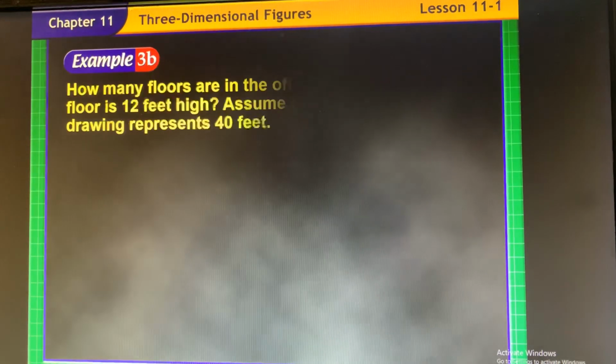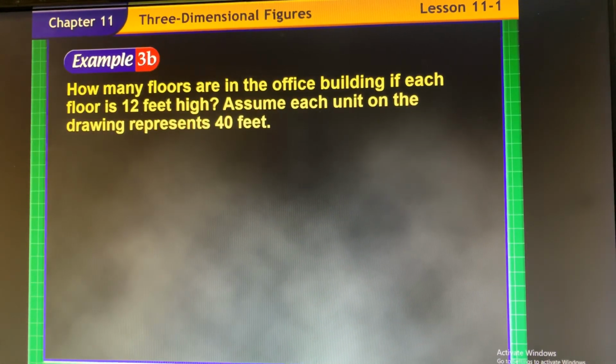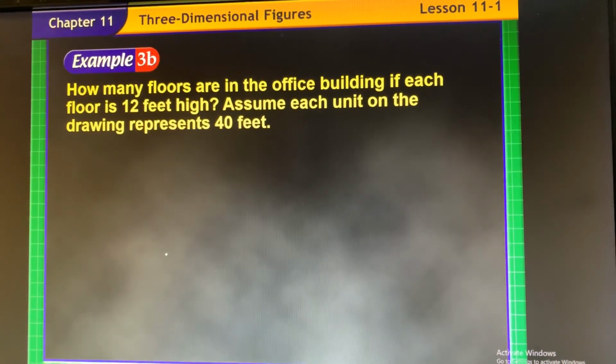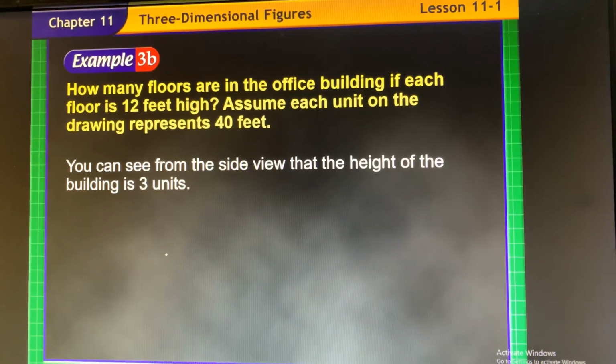Okay. The next question says, how many floors are in the office building if each floor is 12 feet high and the drawing represents each unit as 40 feet? So you're looking at how many floors are in the office building if each floor is 12 feet high, and assume that each unit in the drawing represents 40 feet. If you remember, from the side view, the height of the building is 3 units. Think about that. So the height is 3.